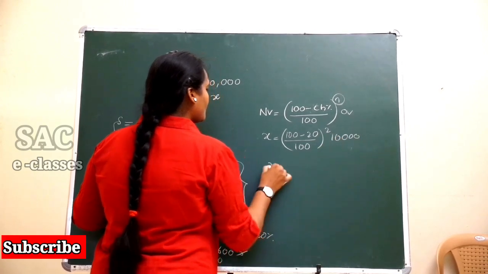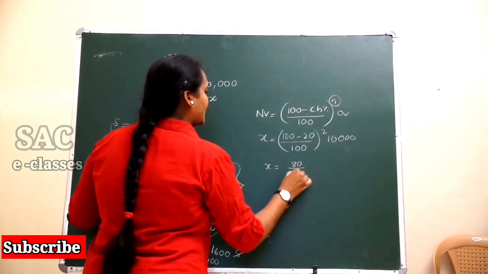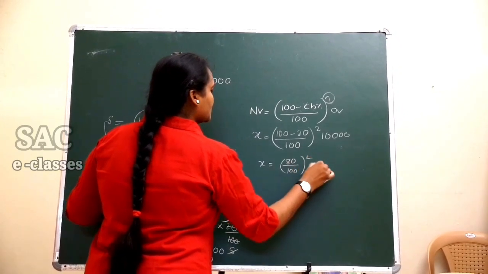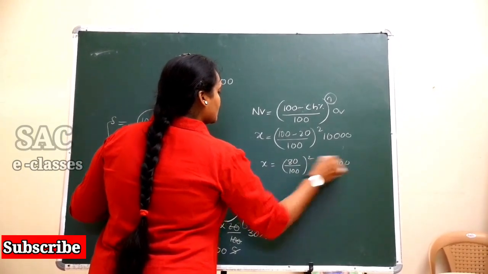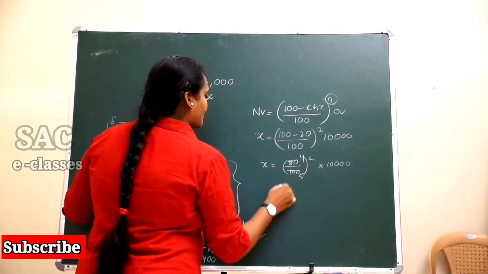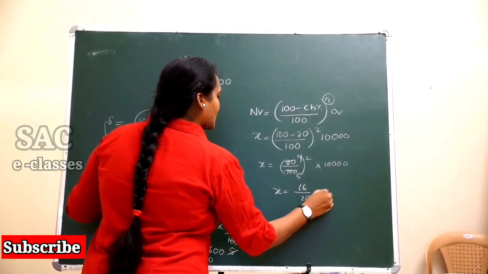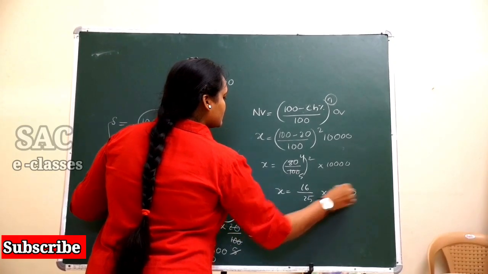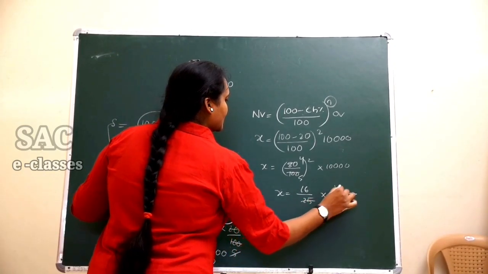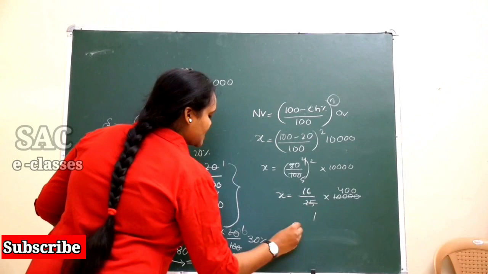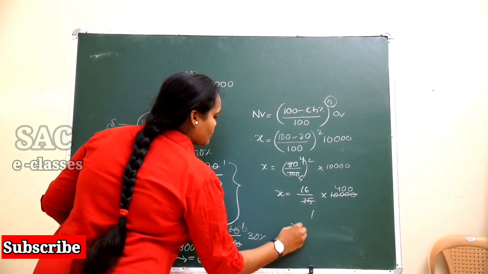The original value is 10,000. So x equals (80 by 100) whole power 2 into 10,000. Cancelling, 4 times and 5 times, then x is equal to 16 by 25 into 10,000. 1 time, and here it is 4th. And x is equal to 6,400.